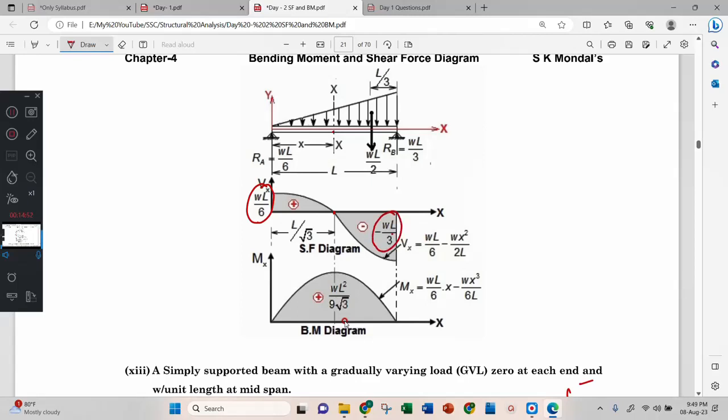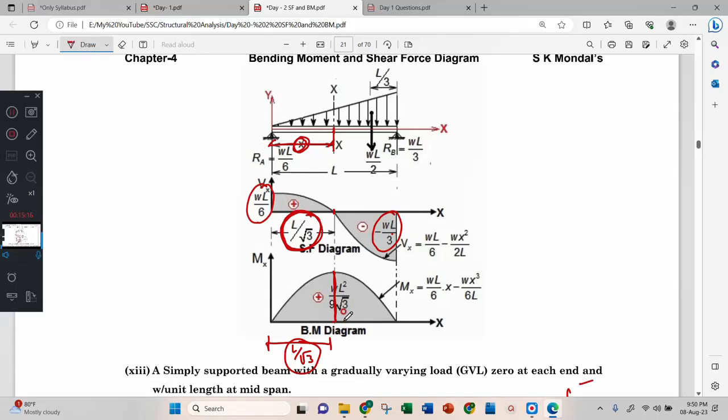But here the middle, this is not L by 2. This is X. X is L by root 3. Very important. L by root 3. This maximum is not in the middle. It is at a distance L by root 3.